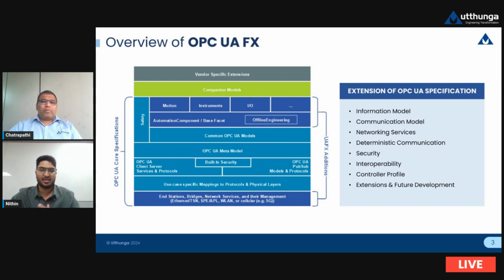Before we get into the details of how you embark on the journey of OPC UA FX implementation into machines, let's understand a little more about the different aspects of OPC UA FX and how this particular breakdown of different things came about. So over to you, Chhatrapati, if you can give us some details on that.